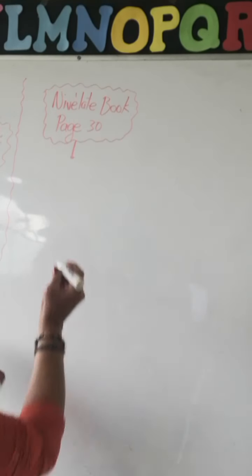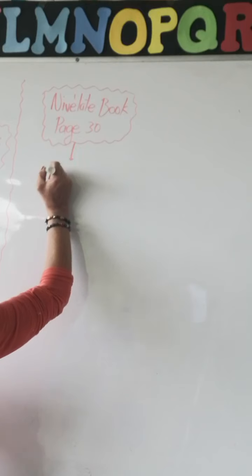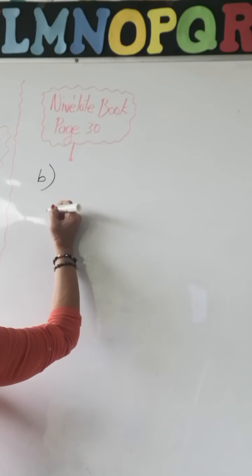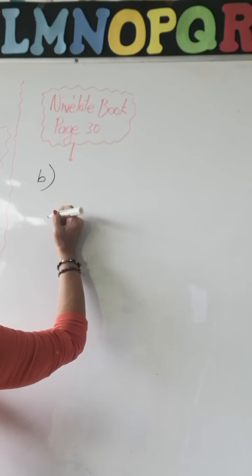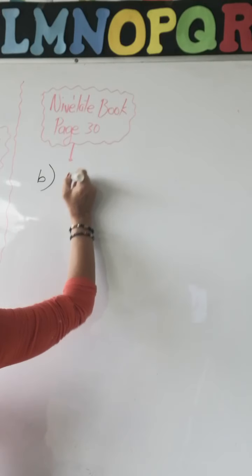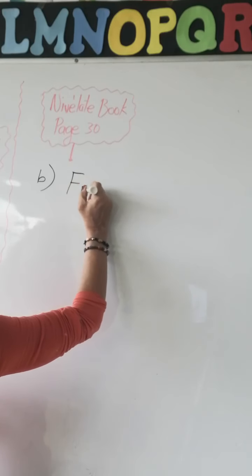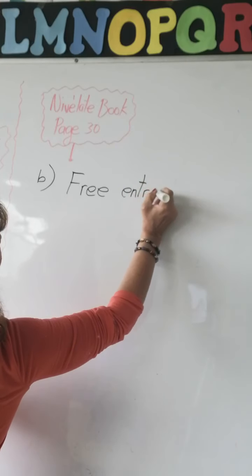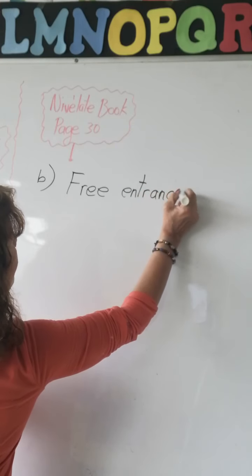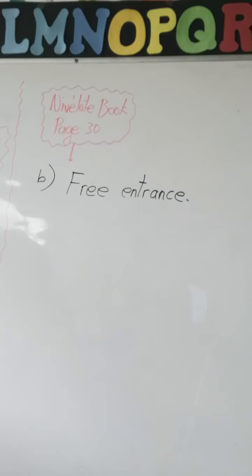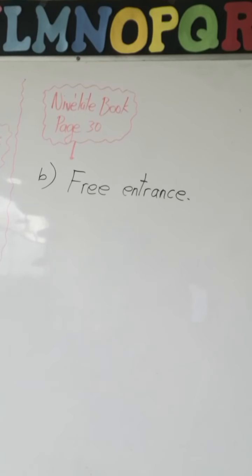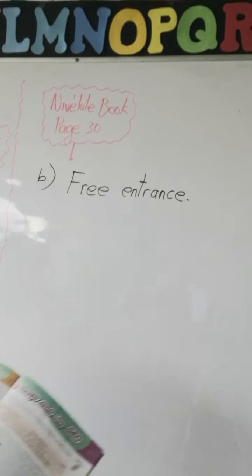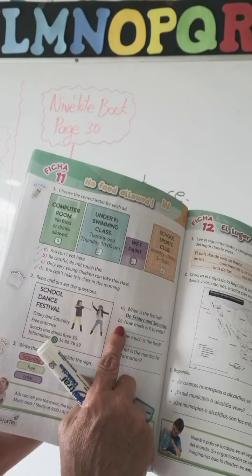Question and the answer. Okay, we have here letter B. Okay, how much is it to enter? We are going to write here, not just the answers. Free entrance. Okay, you are going to write here, free entrance. Okay? Entrada gratis. Yes, kids? Okay, we have here the number three. Okay, this is for letter B.